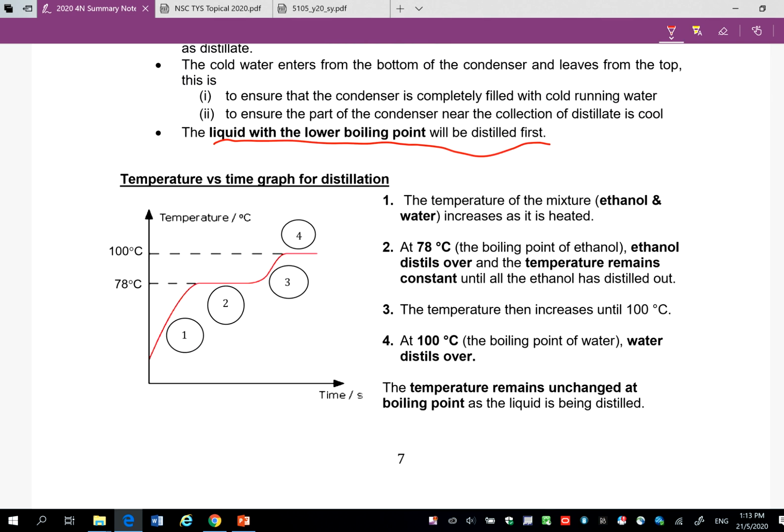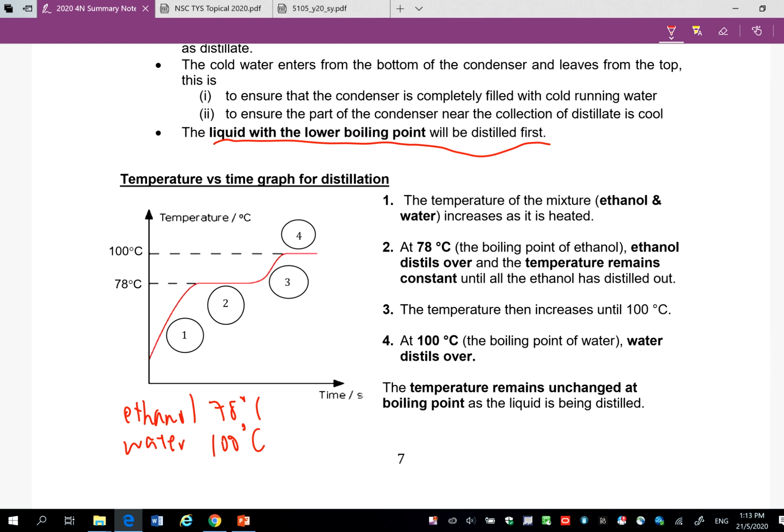In this graph, I'm showing a curve of temperature against time. I have two liquids, ethanol and water. Ethanol has a boiling point of 78 degrees Celsius, and water 100 degrees Celsius. You should know that ethanol will be distilled out first because of its lower boiling point. At number 2, you can see a horizontal line. It's because the ethanol is being distilled, so the temperature remains constant for a period of time.